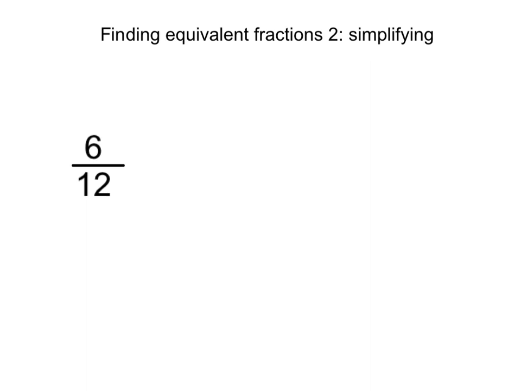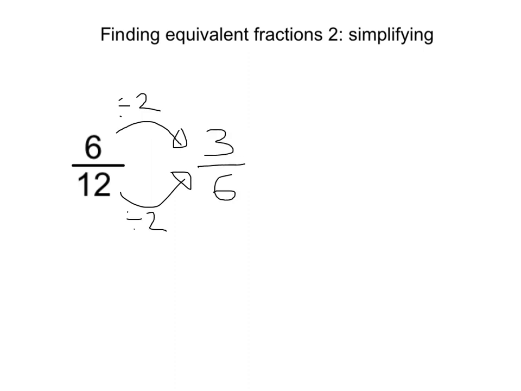So here we have 6/12, and what we can do, if we divide the top and the bottom by the same amount, we'll get an equivalent fraction. So what we're looking for is a number that divides into both the numerator and the denominator, or a common factor of both of them. And I know that 2 is a common factor of 6 and 12. So if we divide the top and the bottom by 2, then we get 3/6, which is the same as 6/12.